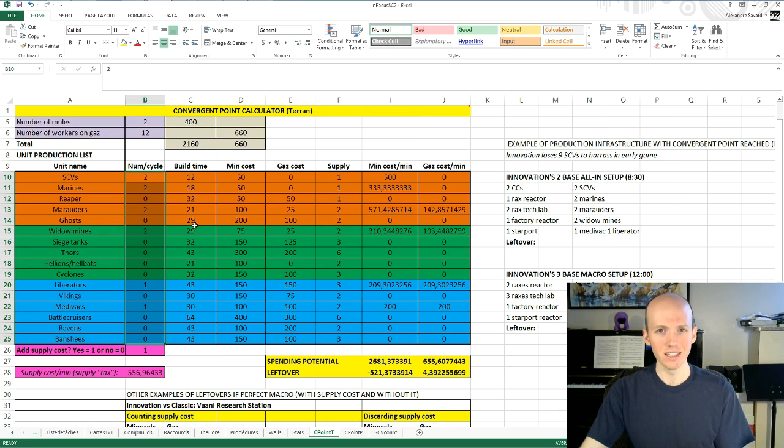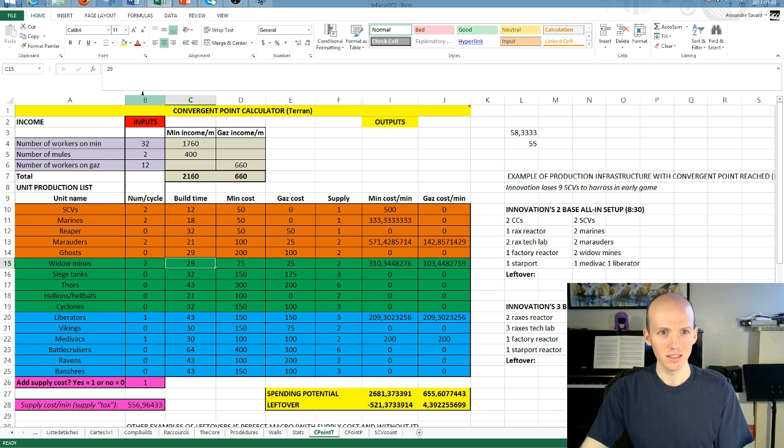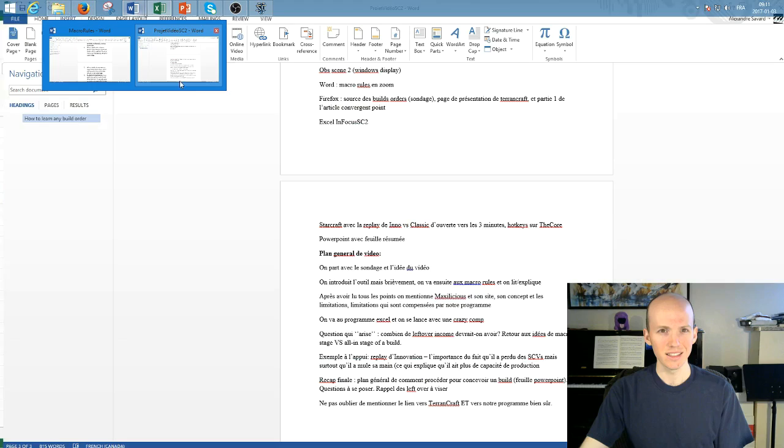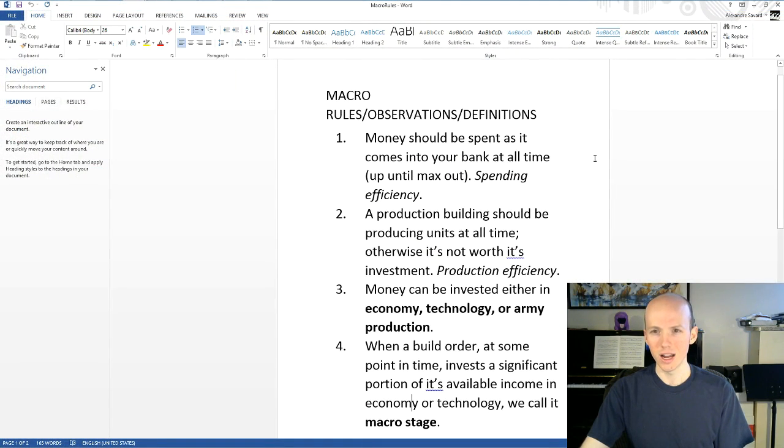So what does that tell us? At first, I was really surprised when I input these numbers. I thought to myself, okay, so that basically means he's got more spending potential than he's got money he can spend. So that goes on to contradict what we said at first, right? It goes on to contradict that a production building should be producing units at all time. Otherwise, it's not worth its investment. So Innovation would have a very low production efficiency.